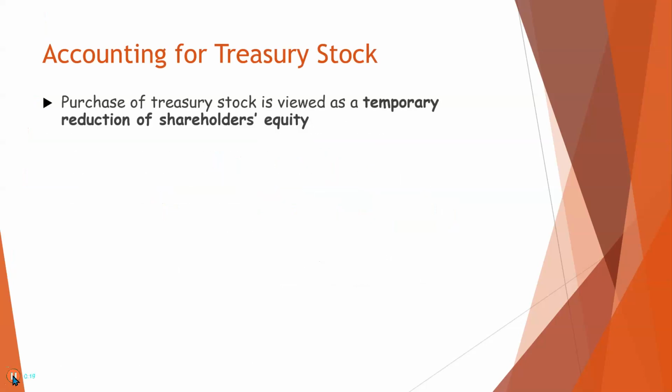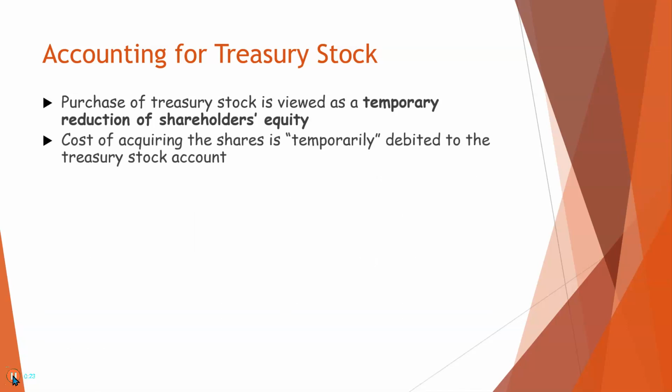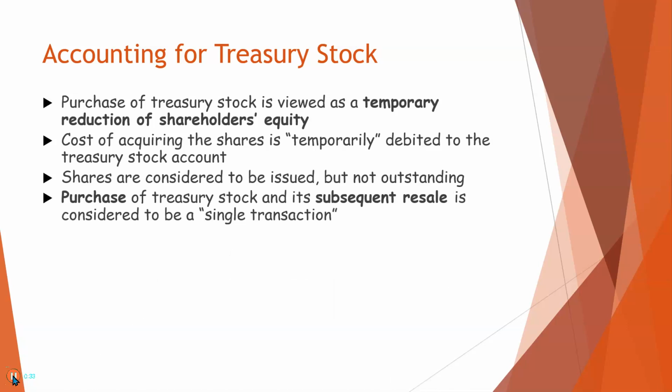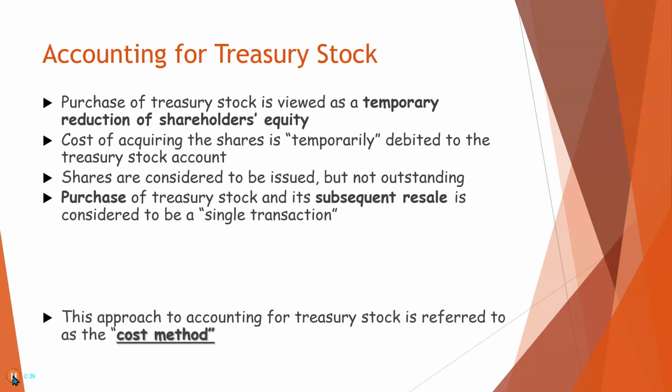Now, accounting for treasury stock. Purchase of treasury stock is viewed as a temporary reduction of shareholders' equity. Cost of acquiring the shares is temporarily debited to the treasury stock account. Shares are considered to be issued but not outstanding. Now, this is the old method. Purchase of treasury stock and its subsequent resale is considered to be a single transaction.